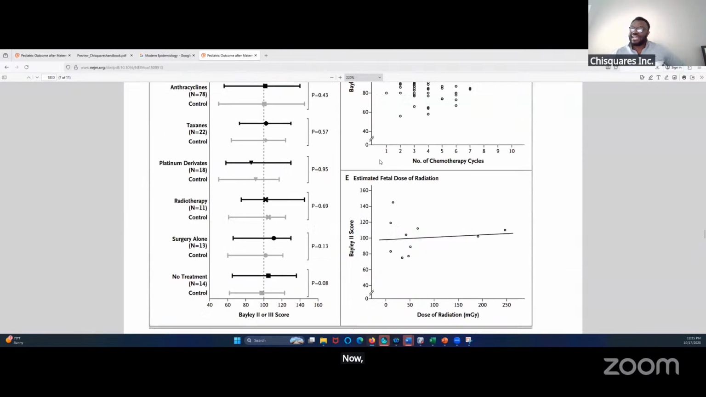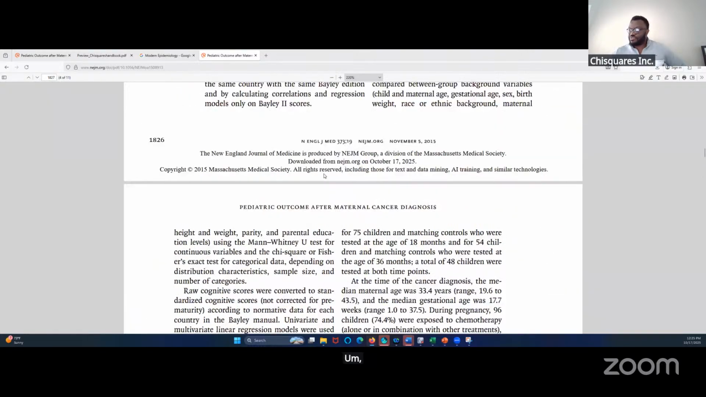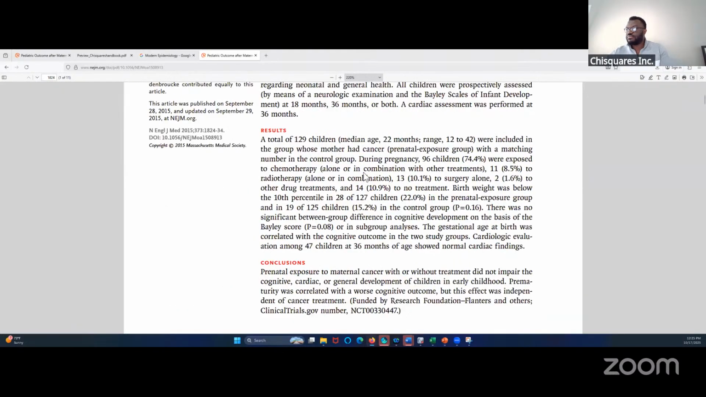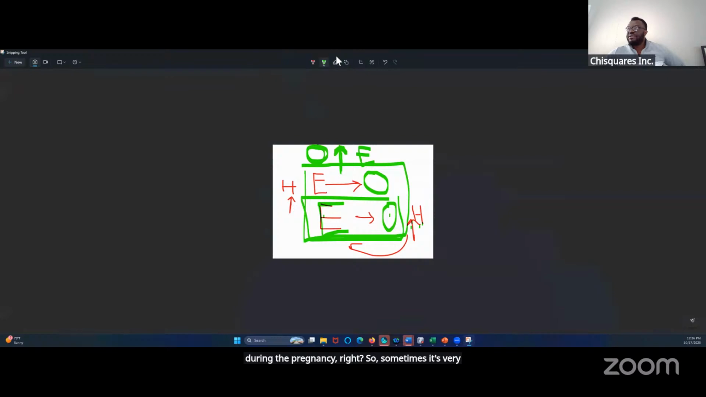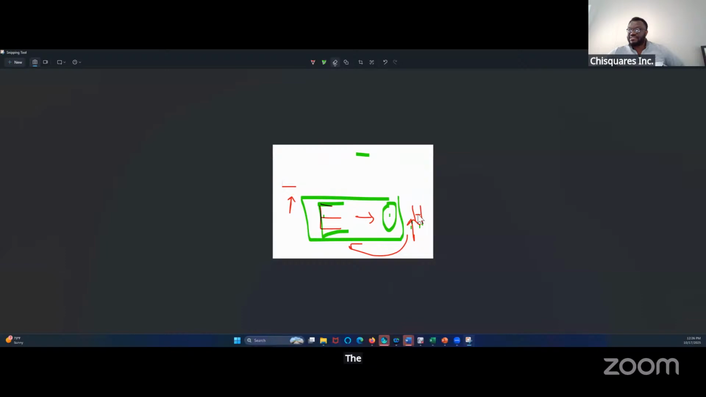Now, also, when we look at the design of the study itself, let's go back to the abstract. You see, they said, we compare children whose mothers received a diagnosis of cancer during the pregnancy, right? So sometimes it's very helpful to break this down with elements of PICO. If we look at it from the framework of PICOT, then it helps us to clearly distinguish what exposure is and what the outcome is.